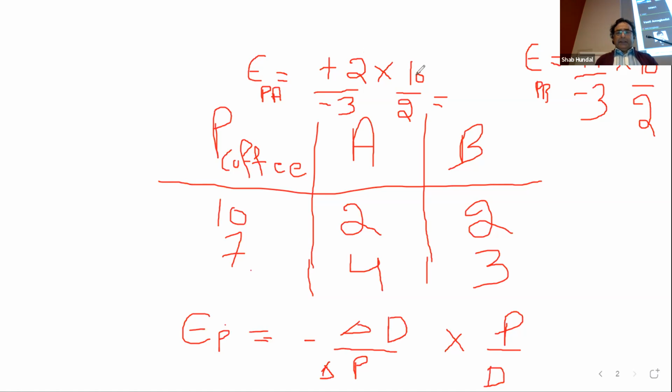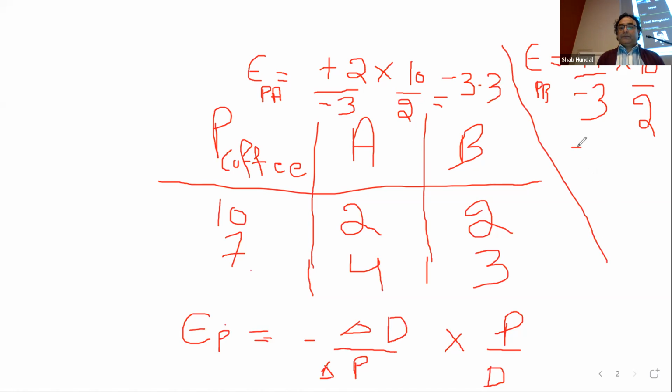No, it should be P. No, price is 10 and the demand is 2. So 20 divided by 6 is minus 3.3 something. Yeah, but minus 3.3, okay?